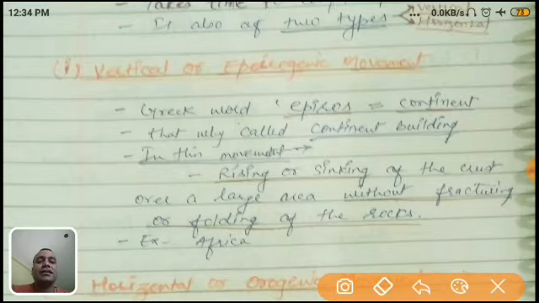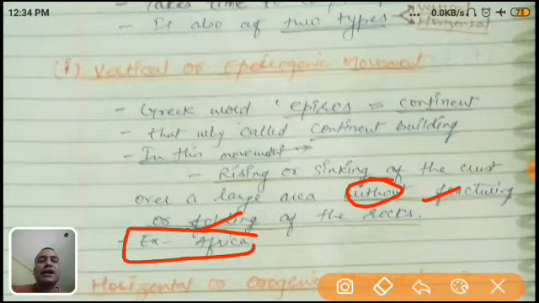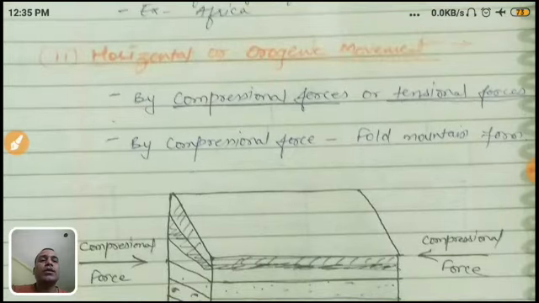In the next, horizontal, we'll see there are two processes called fracturing and folding. But in this vertical movement there is no such fracturing and no folding of rocks. For example, Africa is formed by this vertical epeirogenic movement. Next one is the horizontal or the orogenic movement.